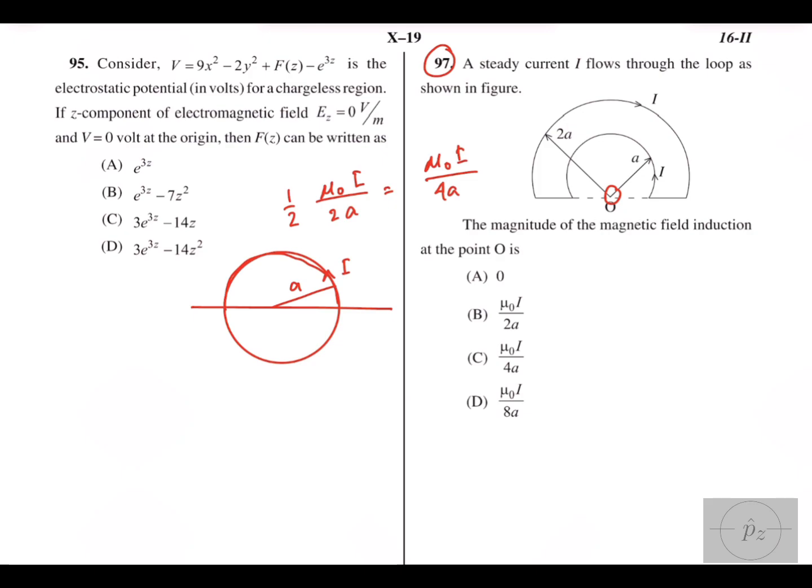So for the inner half circle, we will have mu naught I divided by 4a, and for the bigger half circle, we will have minus mu naught I divided by 8a, and the minus sign is due to the fact that the current is going in the opposite direction, so the magnetic field will be directed in the opposite direction. The net is equal to mu naught I divided by 8a. So option D is the correct answer.